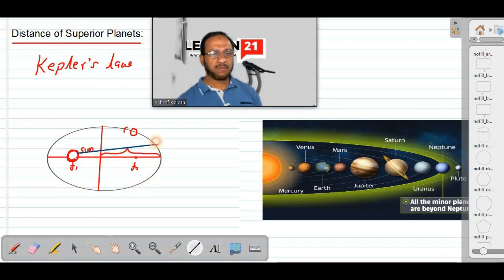But the area swept means, suppose right now it is here, then afterwards it reached here. Then the area swept will be this much area between these two lines. According to Kepler's law, this area will be the same throughout the year in equal intervals of time, whether the Earth is very near to the Sun or far away from the Sun somewhere here. The area swept by the line joining Earth to Sun will be the same in equal interval of time.